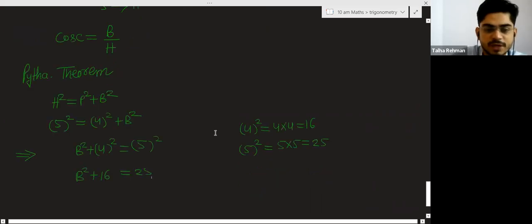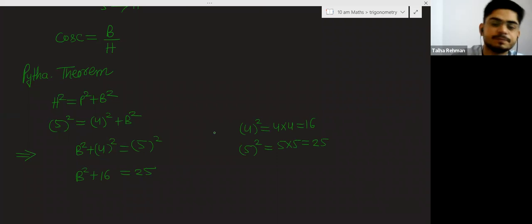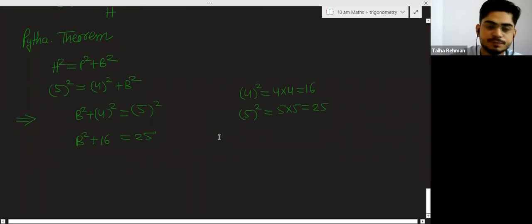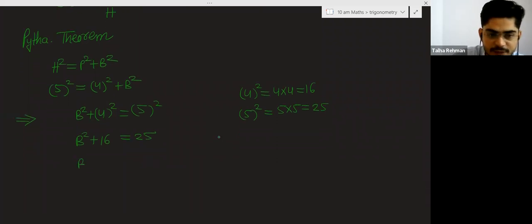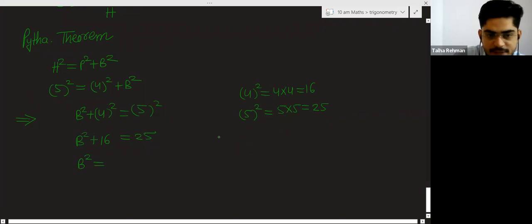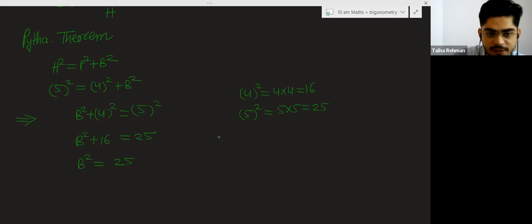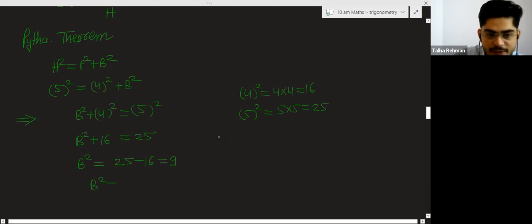Okay. This will become 25. Now I want to calculate this. So I can write this. This is 25. Here this is plus 16. When this will go this side, this will become minus 16. 25 minus 16 is 9. So you have b square is equal to 9.